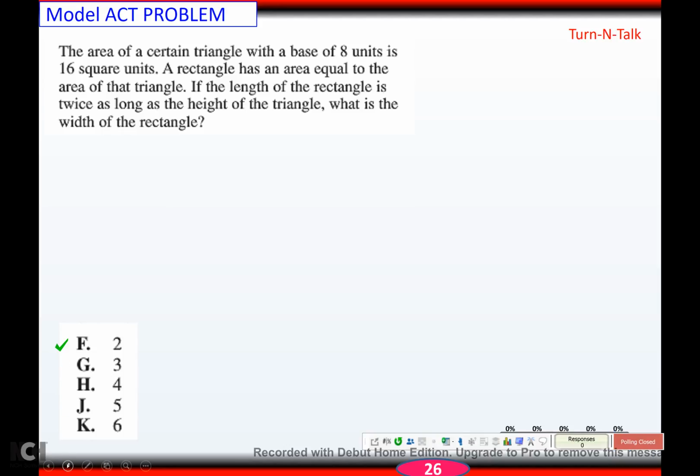And hopefully that's it. So it says the area of a certain triangle with a base of 8 units. So the base is 8 units and the area is 16. So I don't know the height. A rectangle has an area equal to the area of the triangle, so its area is also 16. If the length of the rectangle is twice as long as the height of the triangle, so whatever this is, the length is 2 times that. What is the width of the rectangle?